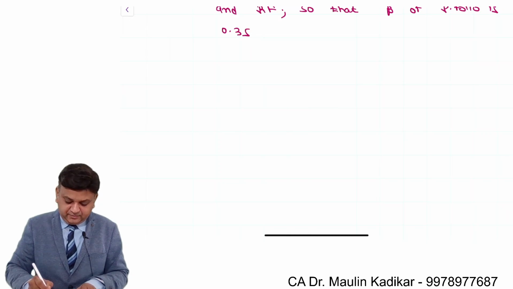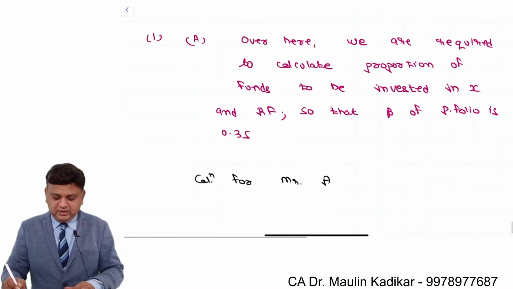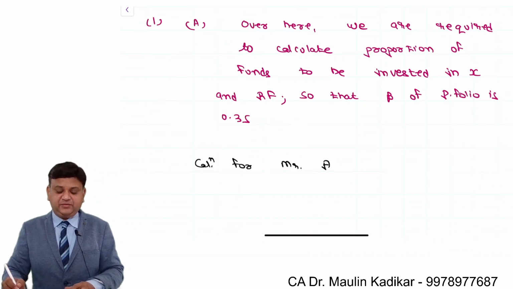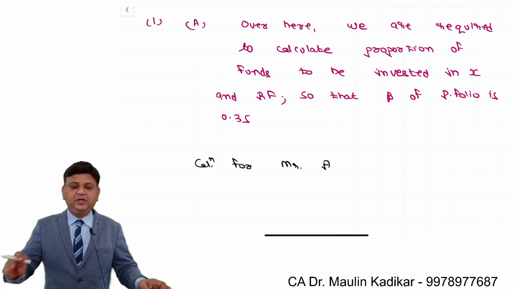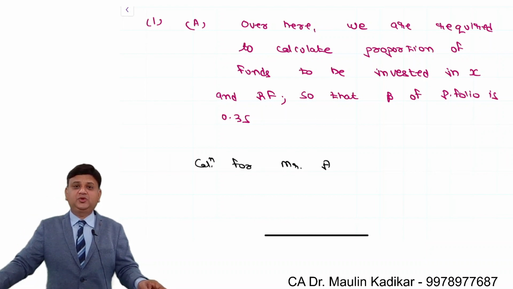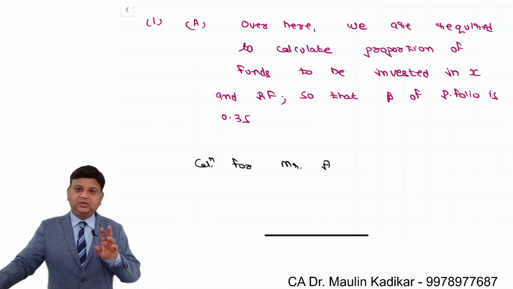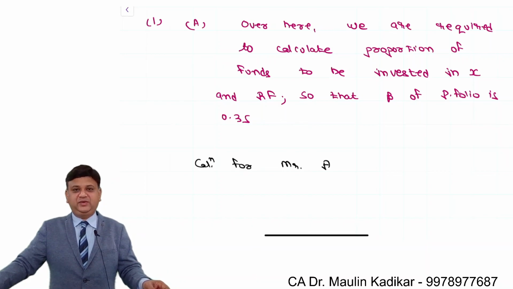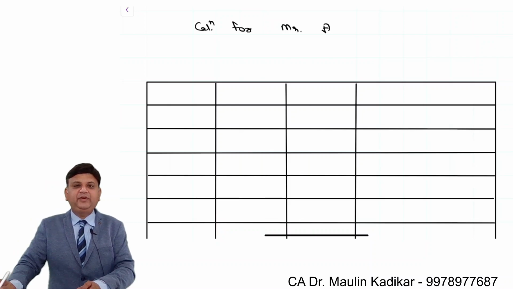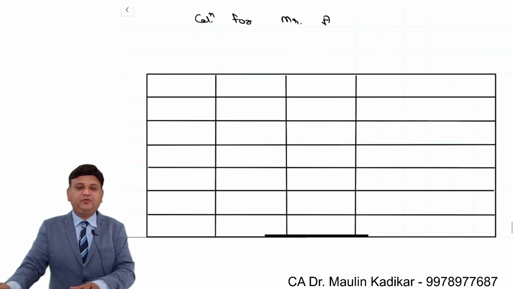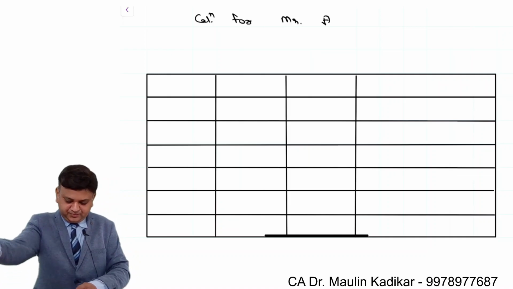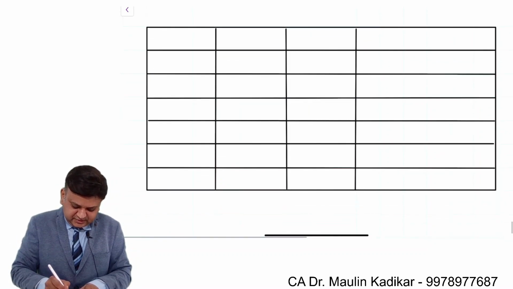So I'm writing the heading, calculation for Mr. A. Let us see how to make the calculation of the answer for Mr. A, and then we'll do similar working for Mr. B. I want you to tell me how Mr. A should make investment in these two, that is in RF and in X, so that the beta of the portfolio is 0.35. Friends, we know that the beta of the portfolio is calculated as a simple weighted average. So we will work out the answer like this.